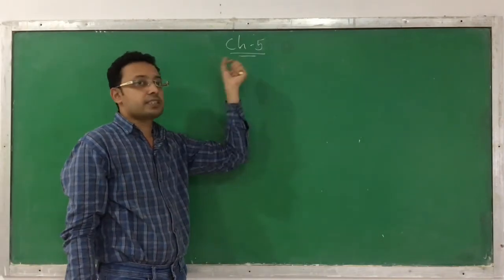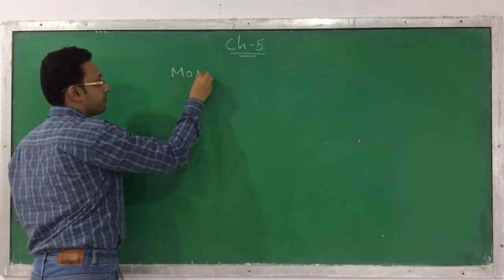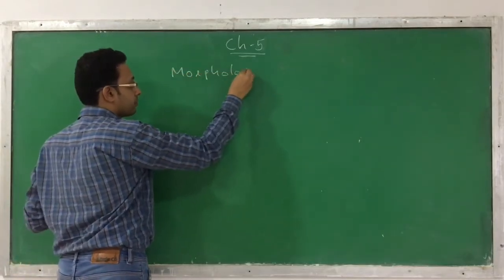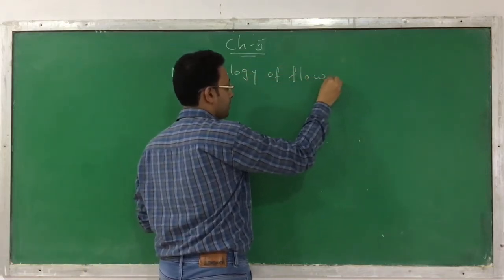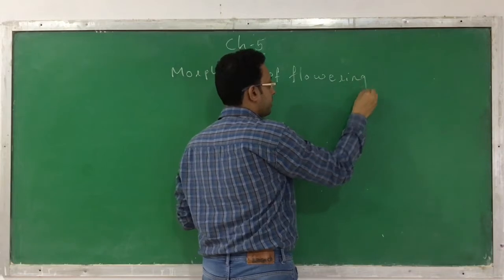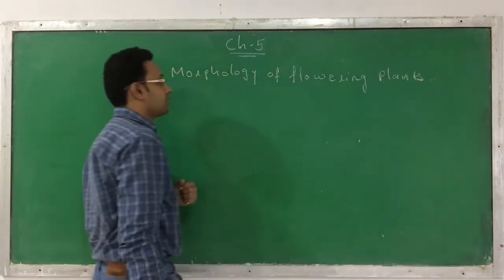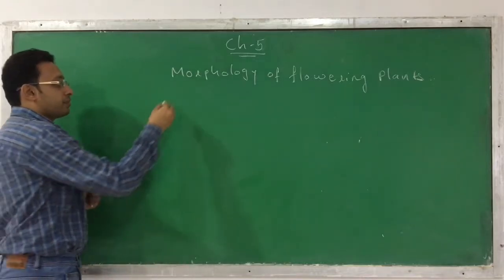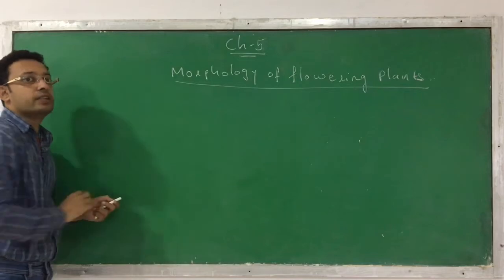Today we will discuss chapter number 5, which is morphology of flowering plants. In this chapter we have to learn regarding the morphology of flowering plants. Before we start this chapter, we have to understand the meaning of the words.